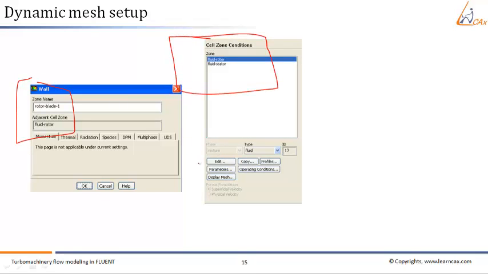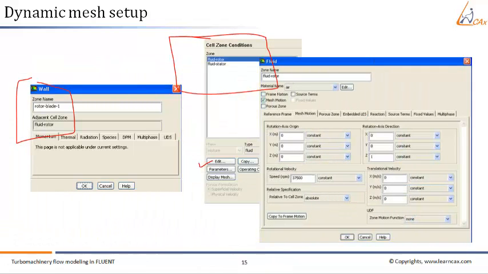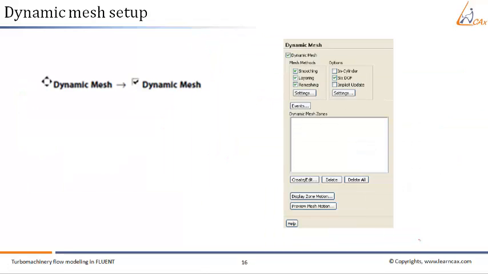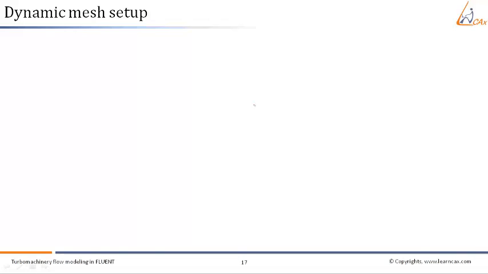We click on Edit, and for each cell zone we specify mesh motion. We have to specify the rotational axis origin and the rotational axis direction. We also have to specify the relative velocity as well as the translation velocity if there is one. We can also specify a zone motion UDF. Next, we enable the dynamic mesh model by clicking on dynamic mesh. We add data here. We can display the motion of the moving zones by prescribing motion to verify the simulation steps. Now let us see in detail the dynamic mesh panel box.